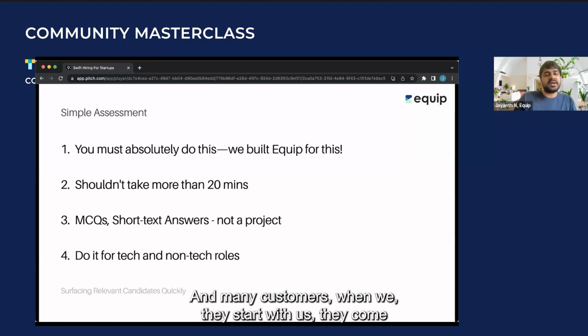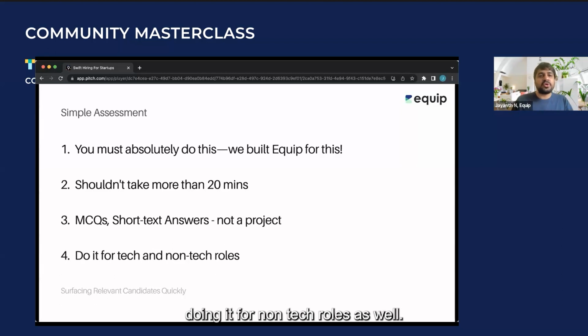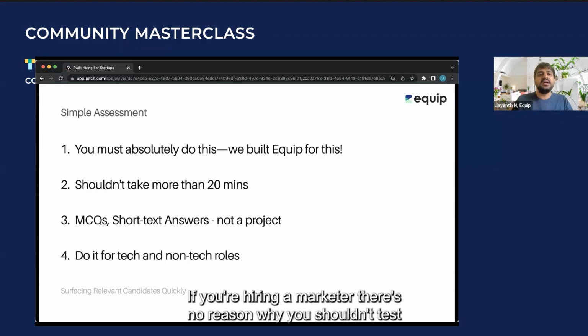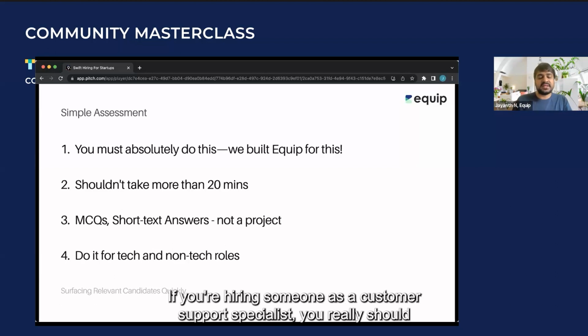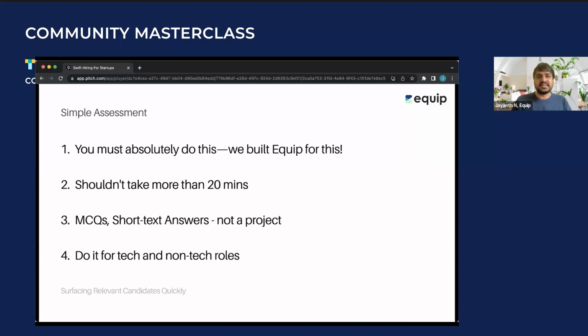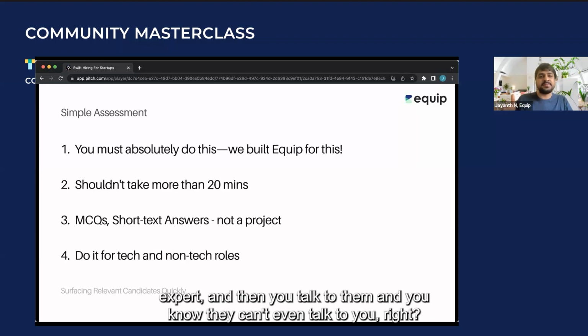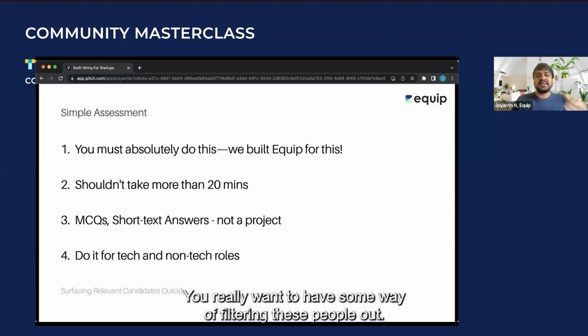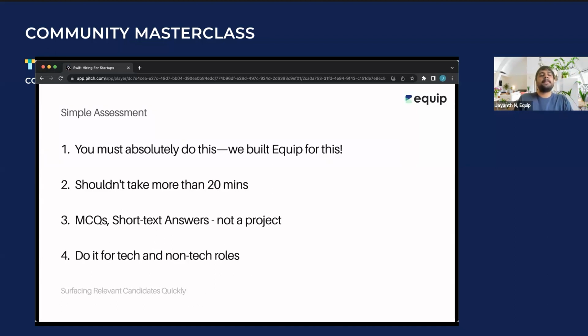And many customers, when they start with us, they come to us for tech roles, right? So they're doing assessments only for tech roles, but you really should be doing it for non-tech roles as well. If you're hiring a marketer, there's no reason why you shouldn't test them on how to run Google Ads. If you're hiring someone as a customer support specialist, you really should be testing their communication skills, right? How many times have you looked at CVs where they say their English proficiency is expert, and then you talk to them and they can't even talk to you, right? You really want to have some way of filtering these people out. And so for non-tech as well, you should be using assessments.